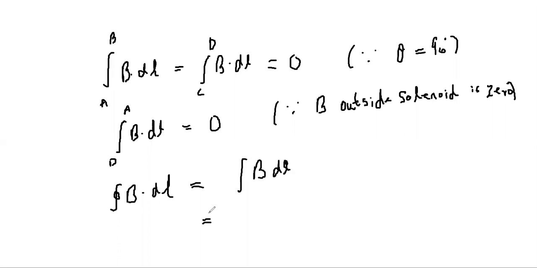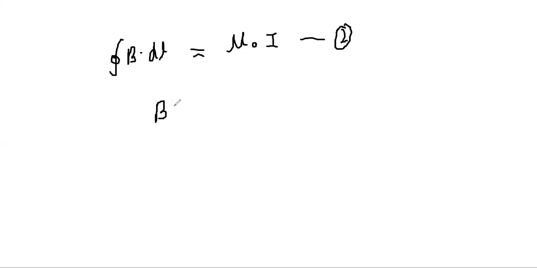Okay, now if you solve it, what do you get? You'll get B into the integral of dl, which is L. So you get this. Let this be your first equation. Now if you apply Ampere's circuital law, what was Ampere's circuital law? That the integral of B dot dl is equal to mu naught I. Right? Let this be your second equation. Now if you compare both these equations 1 and 2, what do you get? You get B into L is equal to mu naught I.